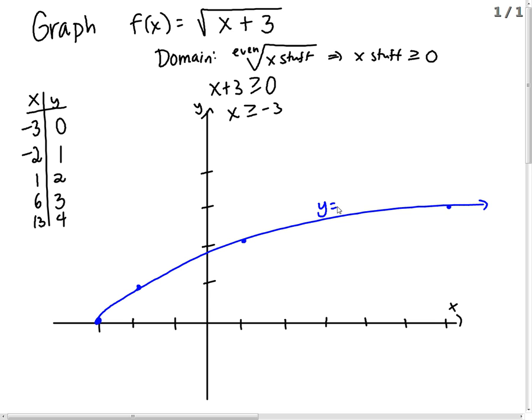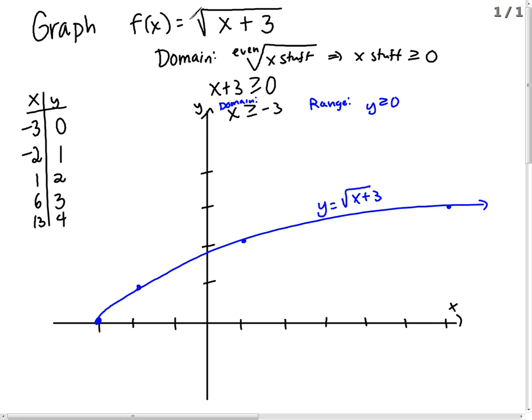I get y equals the square root of x plus 3. And we see the domain is x is greater than or equal to negative 3. This is the domain. What is the range? What y values will we get out of this? Looking at my picture, we see I can never go further than this. My y values will always be 0 or larger.